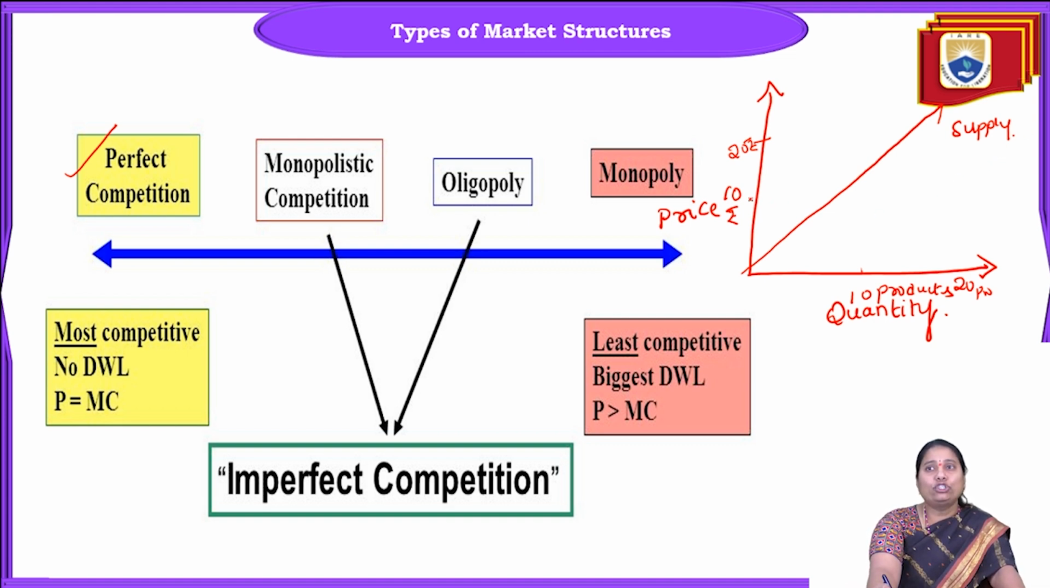Then assume that at 10 rupees the people are purchasing 10 products. If the price is increased to 20, obviously the demand for that product will reduce as per the law of demand. The affordability, or the ability to purchase that product, will reduce. Then if we combine these, we can call it the demand curve.